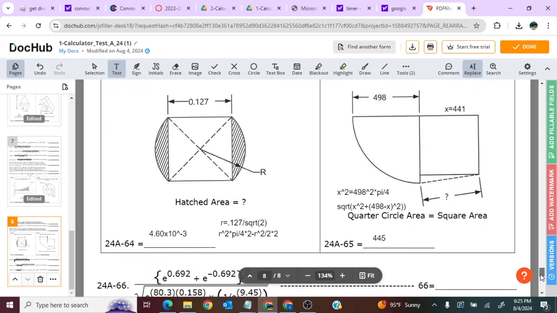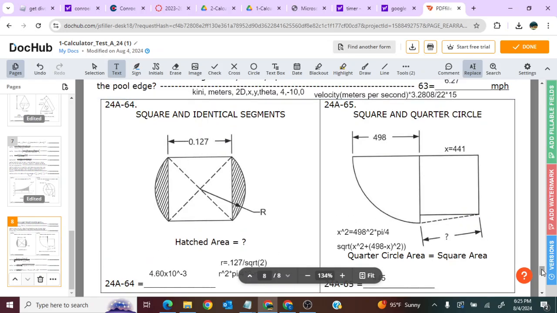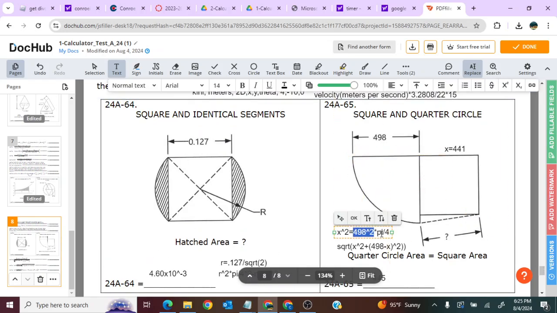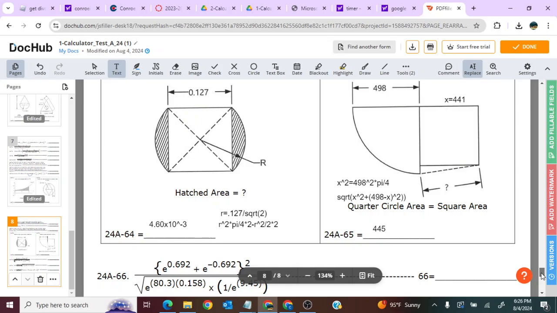Okay, 65, square and quarter circle. First, you need to figure out the length of this square right here. So since you know the areas are equal, you know the quarter circle, so radius squared times pi over 4 is the area of your quarter circle. And that's equivalent to your side squared. And then once you have that, you can use the Pythagorean theorem to figure out this side. x squared plus 491 minus x all squared, and you get 445.